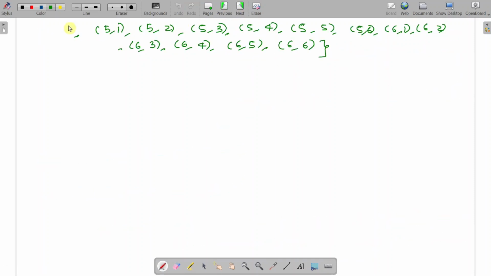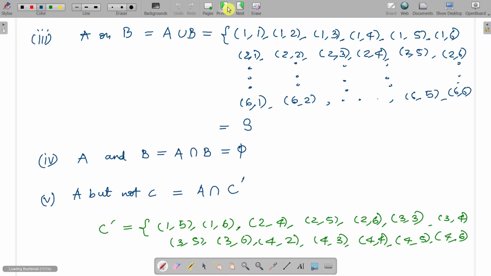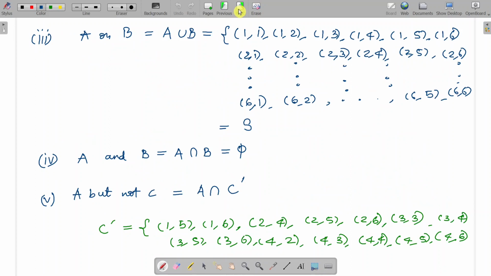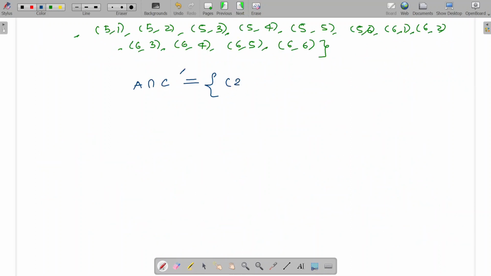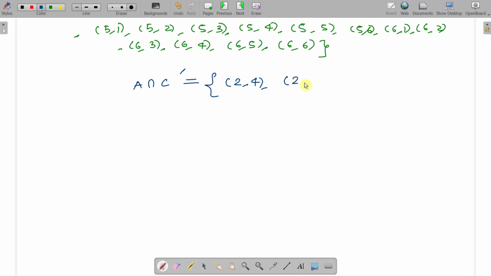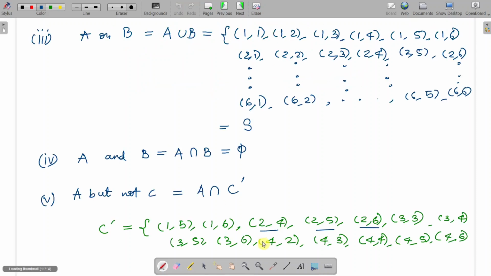And if you look at A intersection C complement, so that will be what? So A is nothing but the first die getting an even number, right? So A intersection C complement will be 2 comma 4, right? Common point is there, no? 2 comma 4 is the common point between A and C complement. 2 comma 4, 2 comma 5, 2 comma 6, because the first number, that is the number on the first die, is an even number. So this will be there.